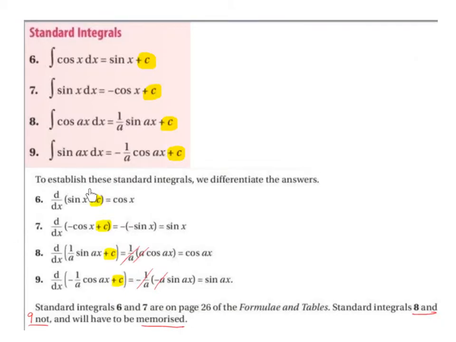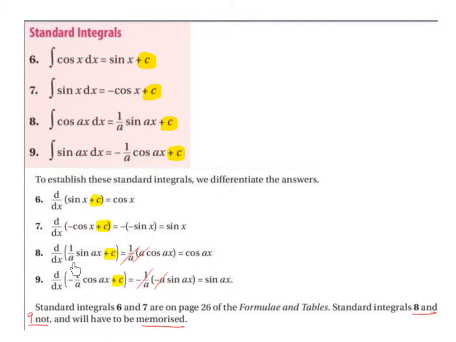So to establish these standard integrals, we differentiate the answers. So d sine x plus c dx equals cos x, d minus cos x plus c dx equals minus sine x, which equals sine x. And d 1 over a sine ax plus c dx, we take the 1 over a outside the bracket, we differentiate the sine ax, which gives us a cos ax. The 1 over a multiplied by the a cancels, and we're left with cos ax.